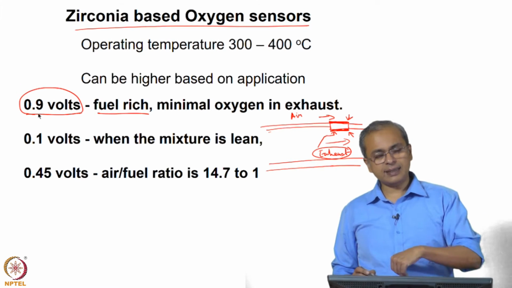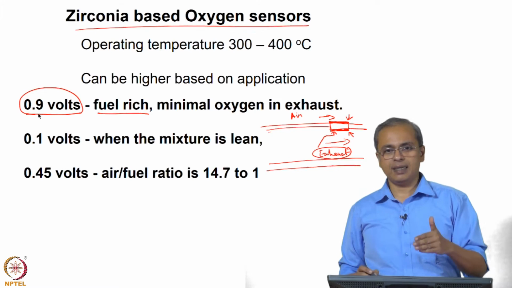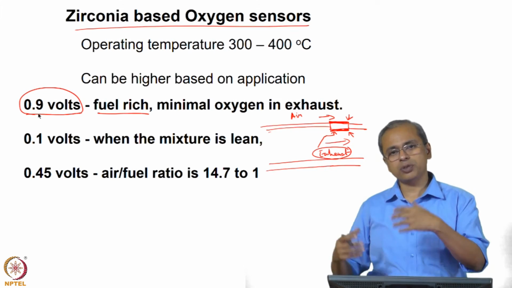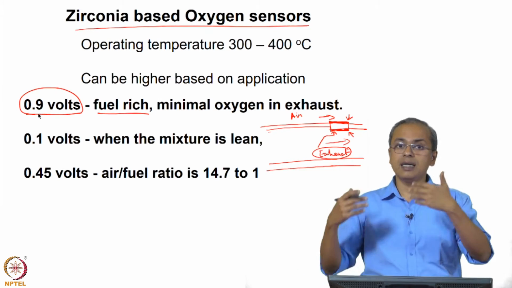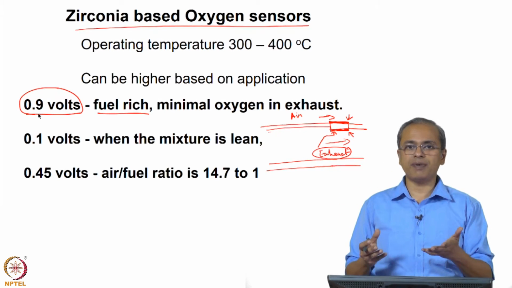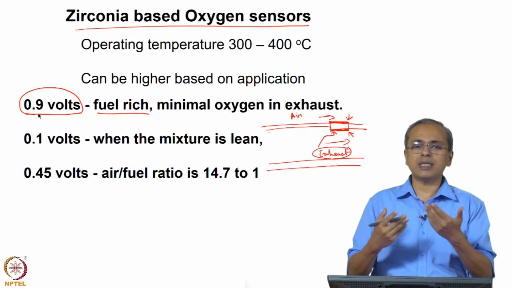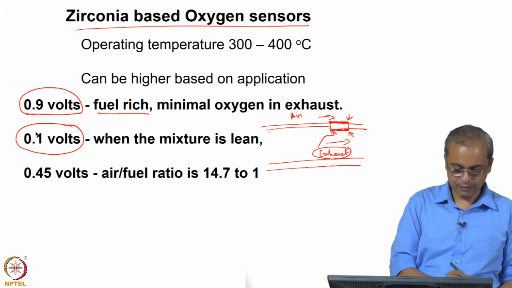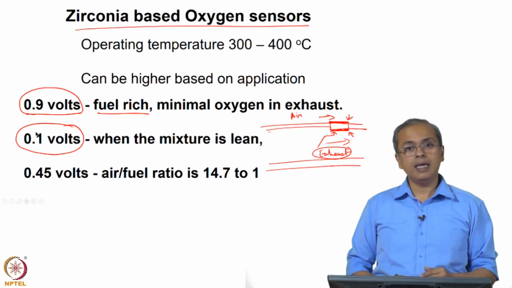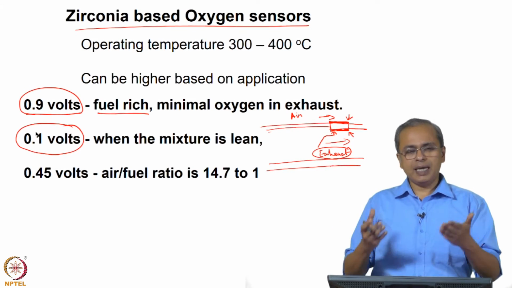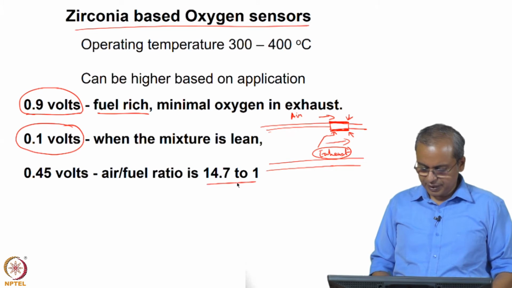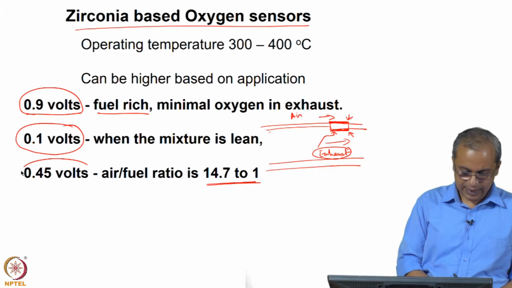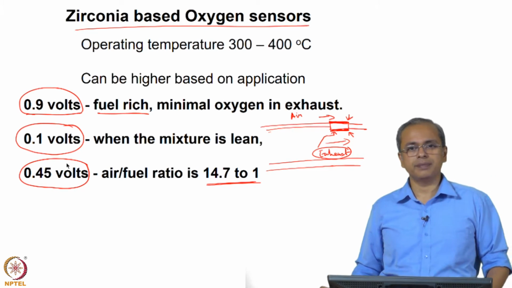If you go the other extreme, if you send excess air into the engine, then you will find a situation where the exhaust stream also has a fair amount of air, and what is outside the exhaust stream also has a fair amount of air. So, there is not much of a potential difference between the inside and the outside. Then you see 0.1 volts, going closer to 0. At any in-between position you have some ratio that you are working on. This is a typical ratio that many engines might try to use, and in that case you will start seeing voltages somewhere in the middle.